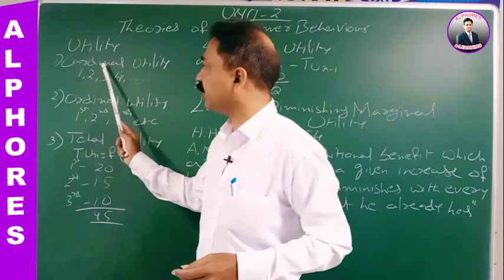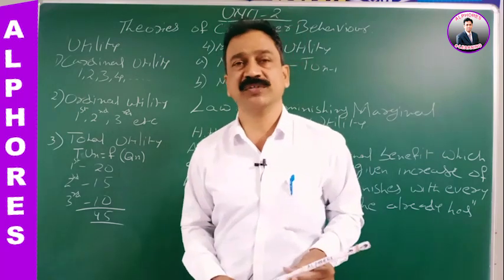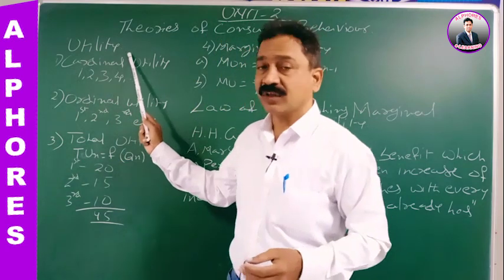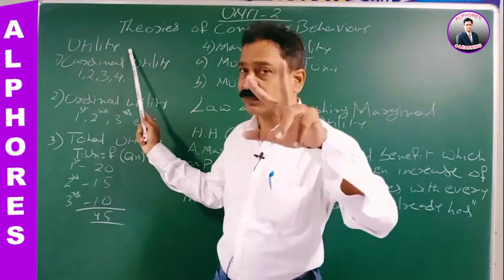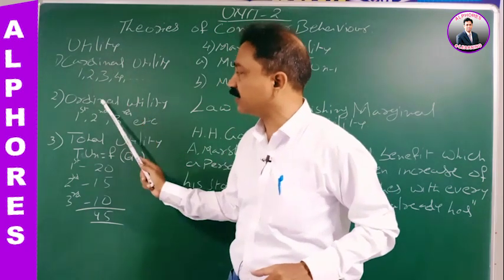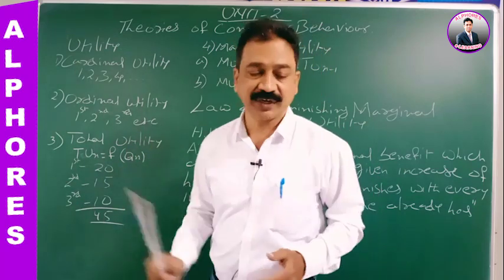Actually, these cardinal and ordinal numbers are taken from mathematics into economics. Now here we will see the want-satisfying power in a commodity can be measured, or calculated, at two levels. One is cardinal utility, another is ordinal utility. First, let us see the cardinal utility.